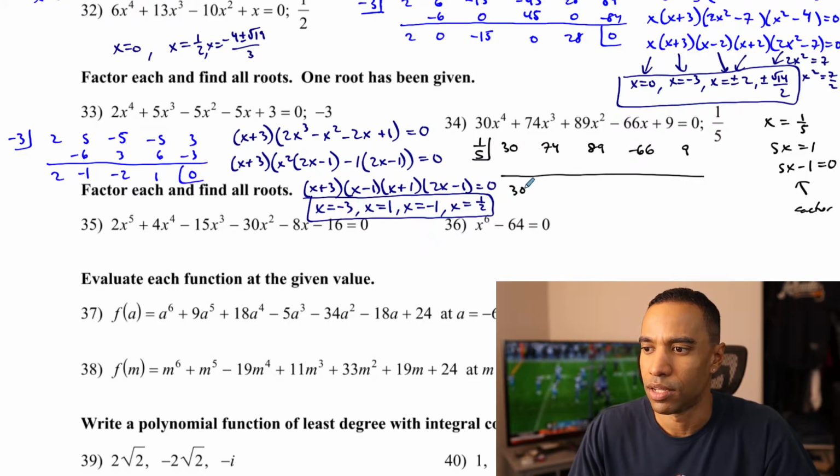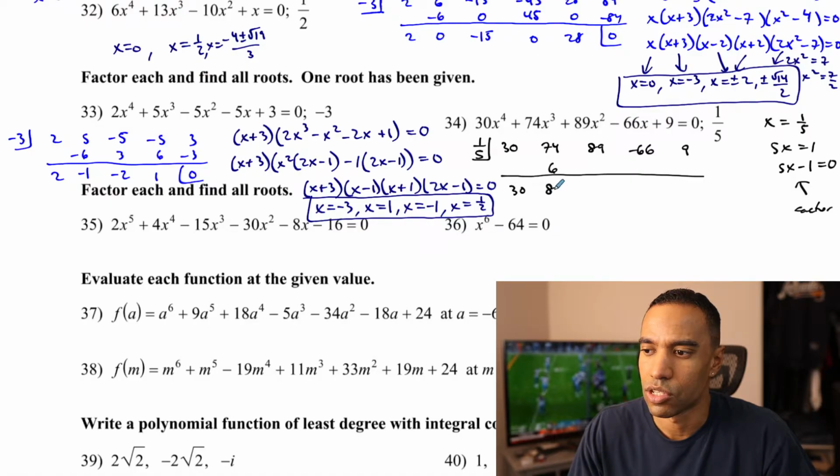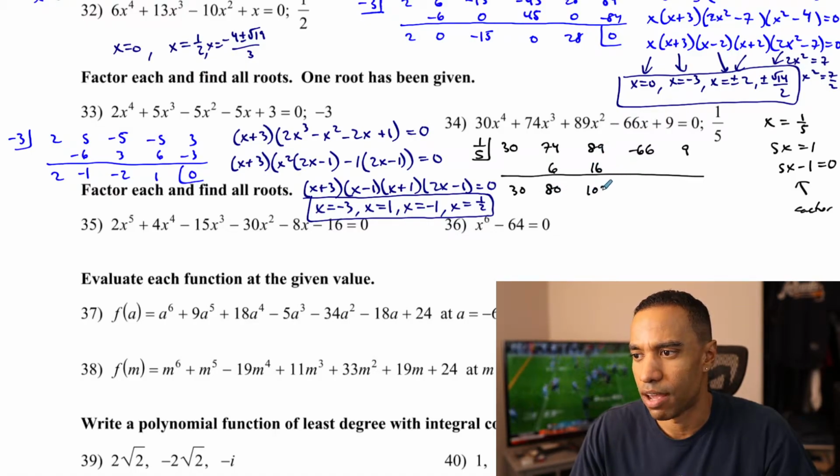All right, 30. 1/5 of that divided by 5, right, is 6. So 80 divided by 5 is 16. Add those. You get 105 divided by 5 is 21.